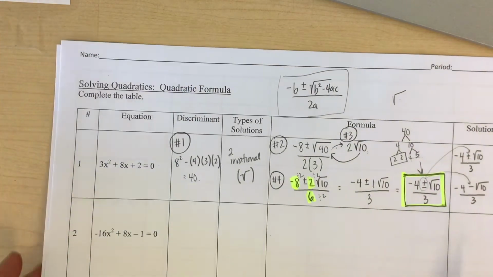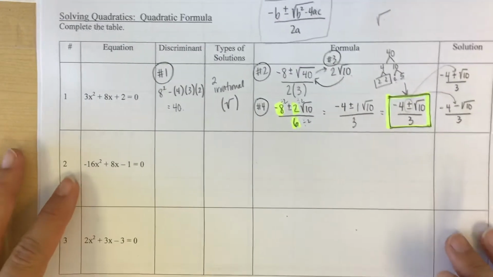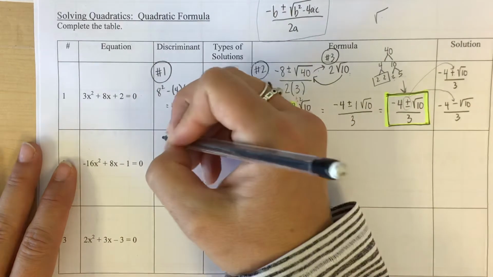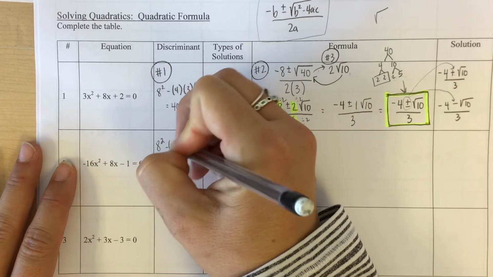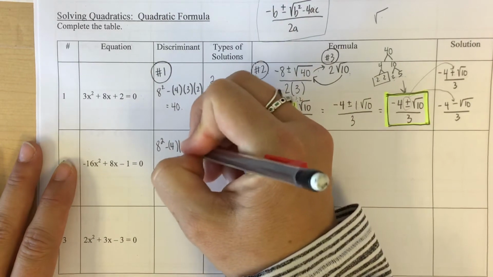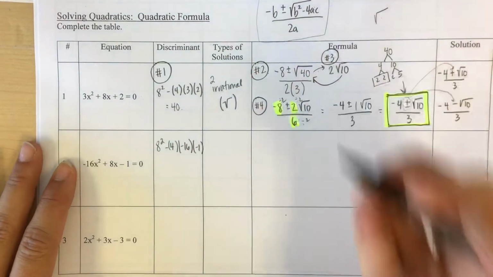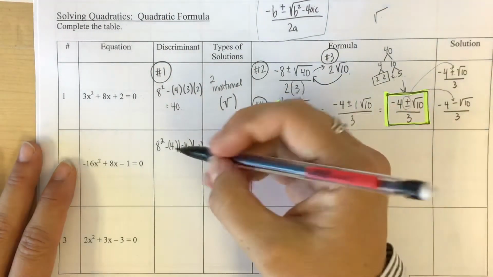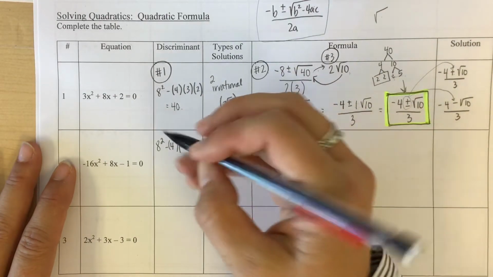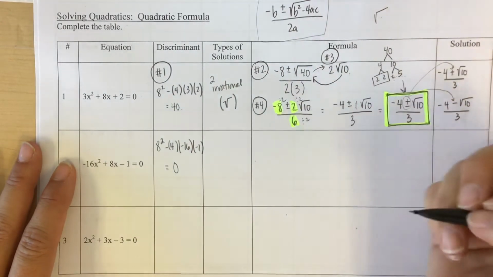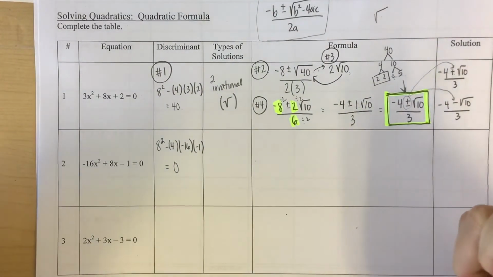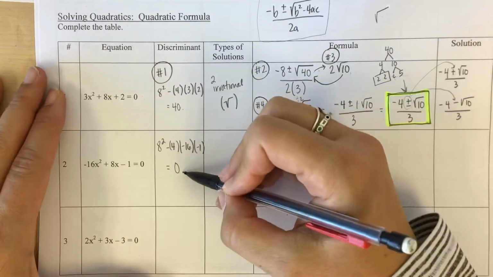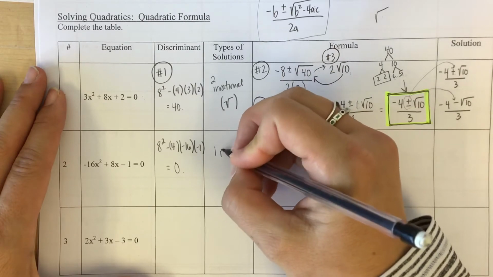All right, so again, we start with discriminant, okay? So when I start with discriminant, I have my b squared, so 8 squared minus 4 times negative 16 times negative 1. So if I put that on my calculator and I work that out, I actually get that my discriminant is 0. Woohoo, we like this one, right? This is the easiest one. So if my discriminant is 0, that means I have one real solution.